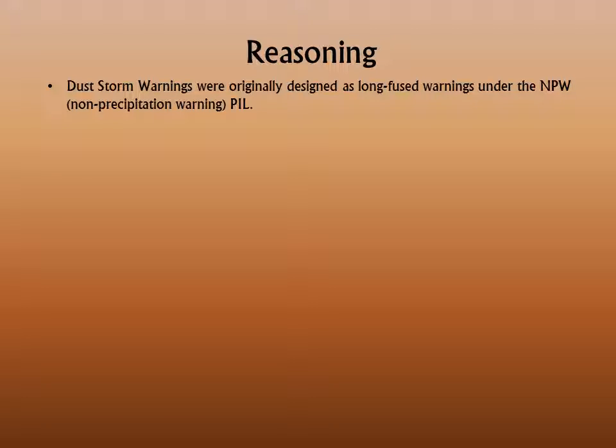For many years, the only way we've been able to produce a dust storm warning has been to use the graphic hazard generator in GFE, which can create long fused warning products under the non precipitation warning category or PIL. These were presumably meant to address anticipated long duration events.